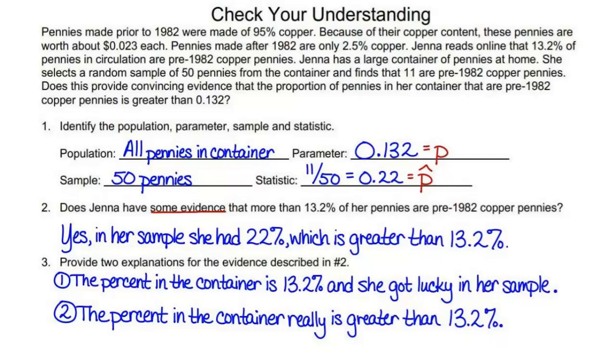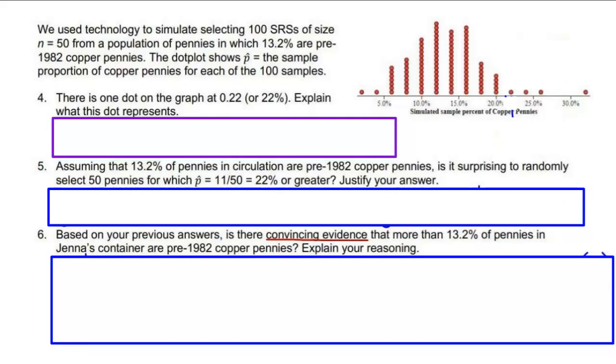So then we have a sampling distribution. Technology was used to simulate selecting 100 simple random samples of size 50 from a population of pennies in which 13.2% are pre-1982 copper pennies. So the dot plot shows our simulated sampling distribution. There is one dot on the graph right here at 22%. What does that dot represent? There's Jenna's result right there.